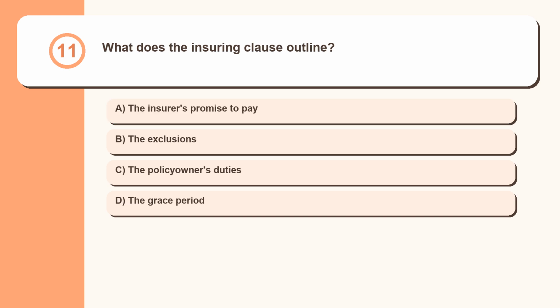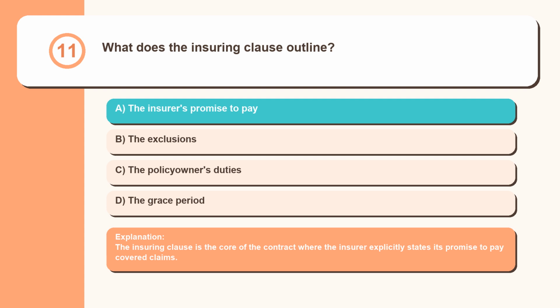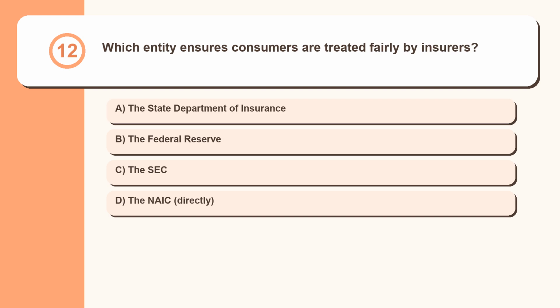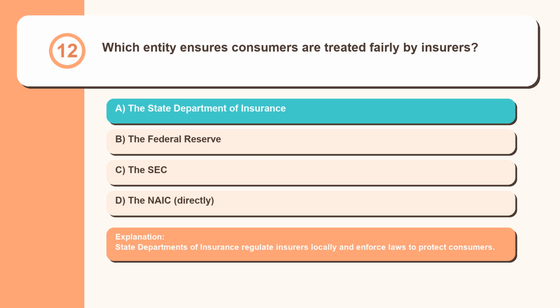Question 11. What does the insuring clause outline? The insurer's promise to pay, the exclusions, the policy owner's duties, the grace period. The insuring clause is the core of the contract where the insurer explicitly states its promise to pay covered claims. Question 12. Which entity ensures consumers are treated fairly by insurers? The State Department of Insurance, the Federal Reserve, the SEC, the NAIC, directly. State departments of insurance regulate insurers locally and enforce laws to protect consumers.